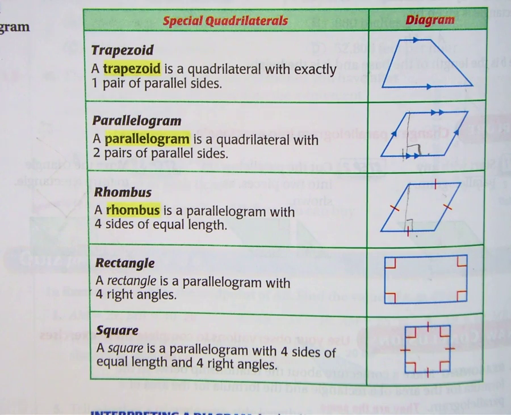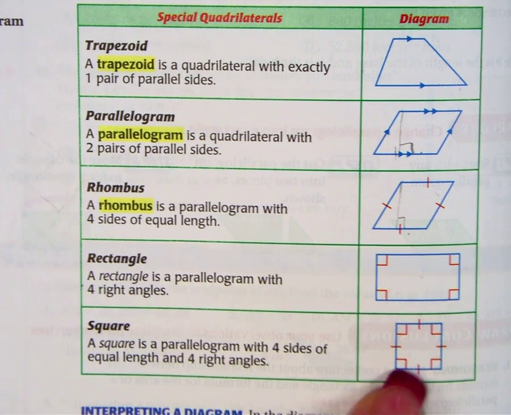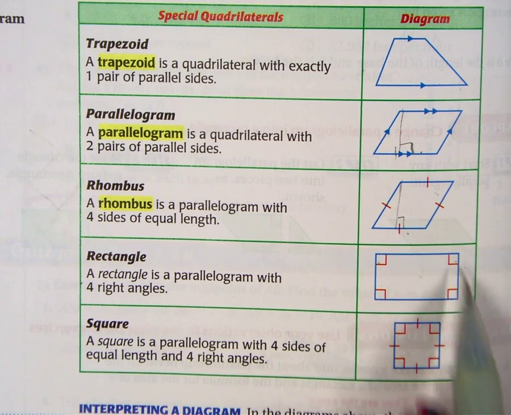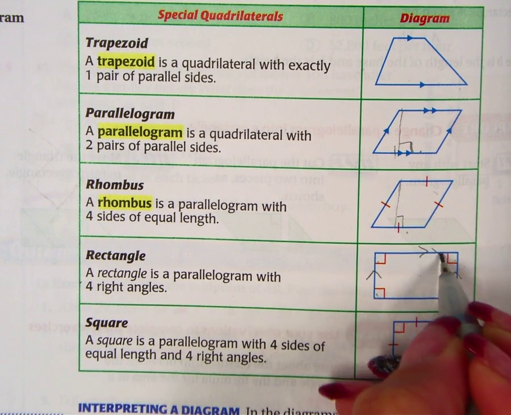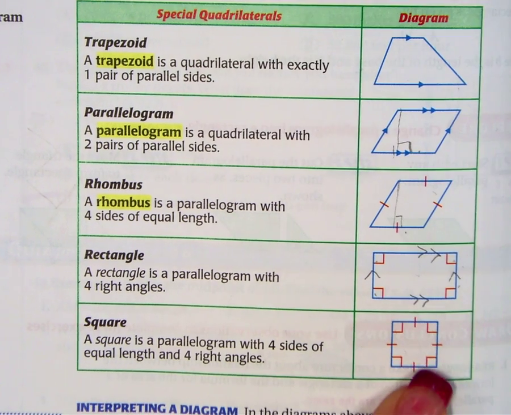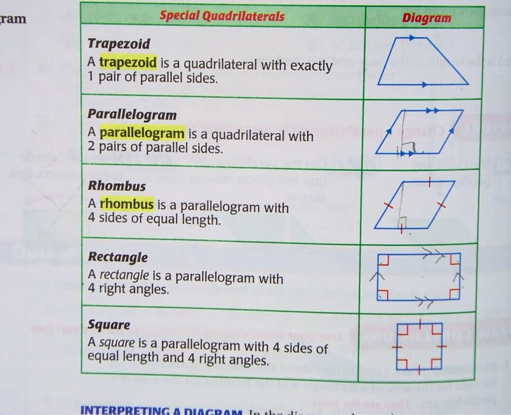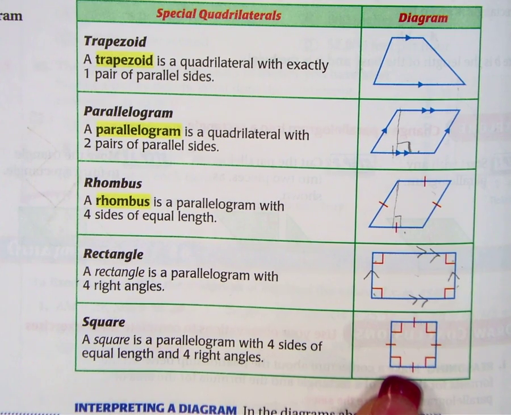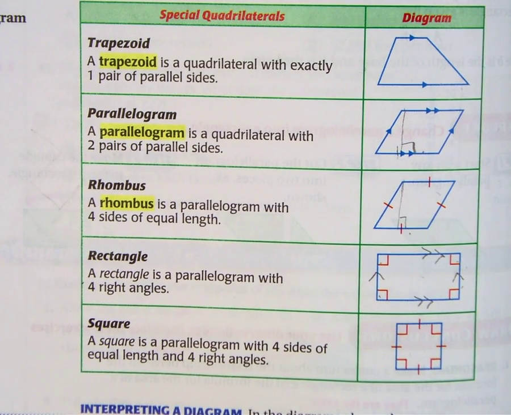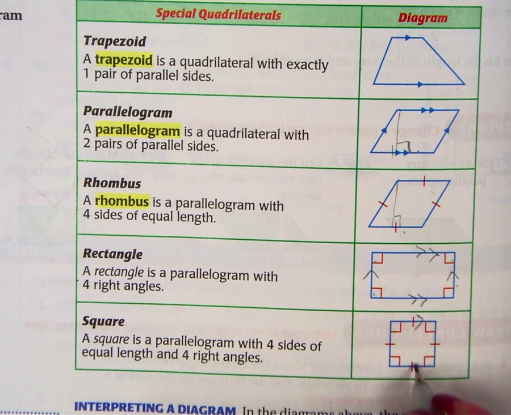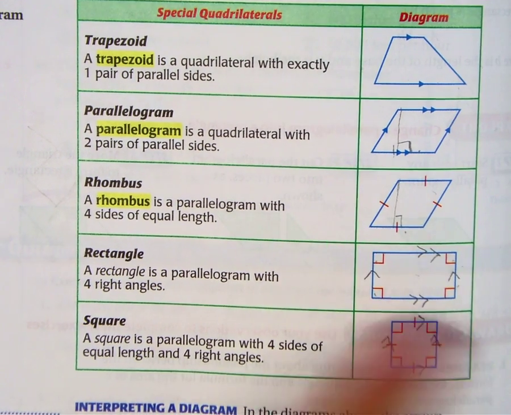But the definition of a rectangle is 4 right angles and 2 sets of parallel lines, which fits the square's definition. But the square adds one more piece to its definition. It has to have 4 equal sides. The side lengths are officially equal. These are also 2 sets of parallel lines. They are also 4 right angles, but it has that extra piece where all the sides are the same length.